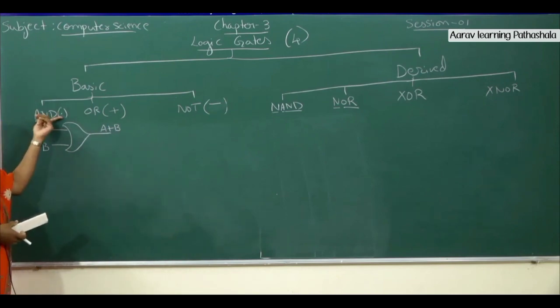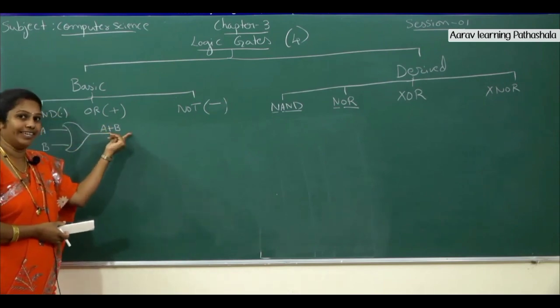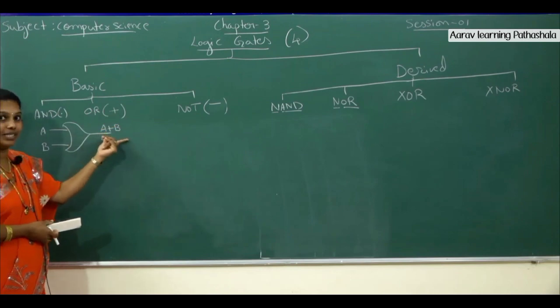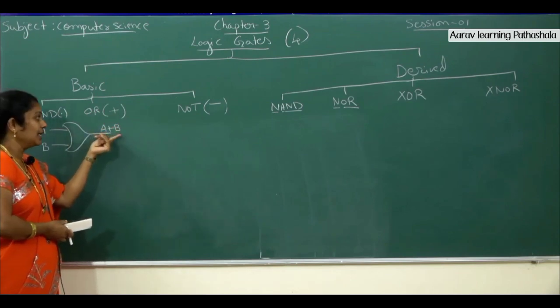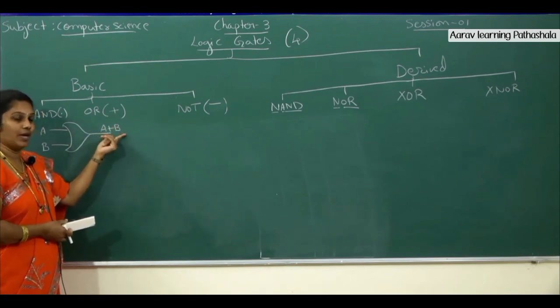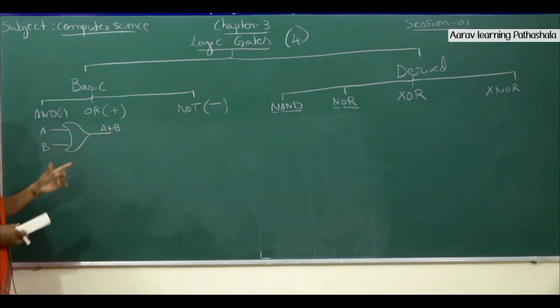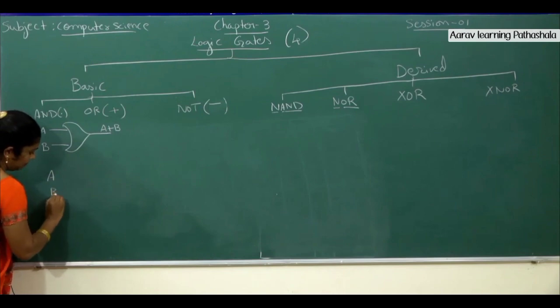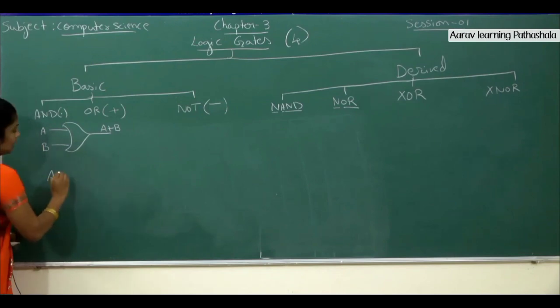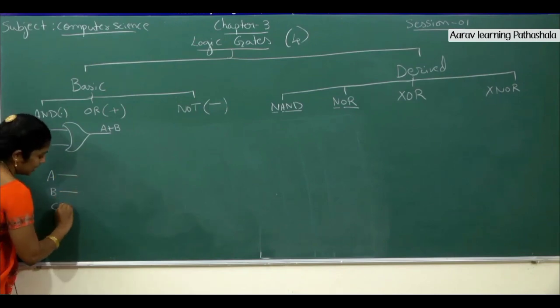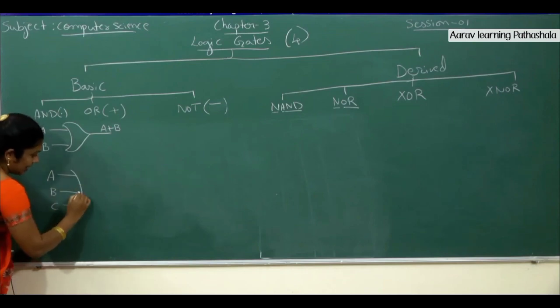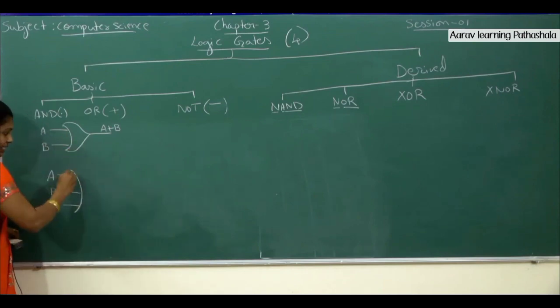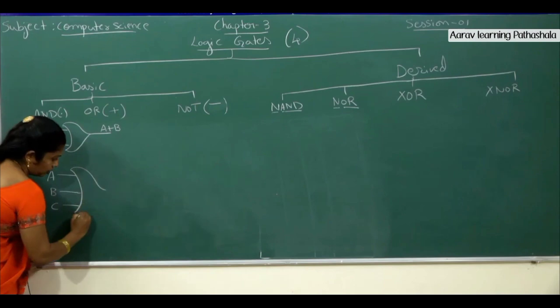Whereas in the previous case, what have we written? A dot B. Whereas here, when it is an OR operation, we have to write A plus B when it is 2 variables. Now, if you have 3 variables, for example A, B, C, then all of them once again have to be connected with a reverse C shape, then write down the output.